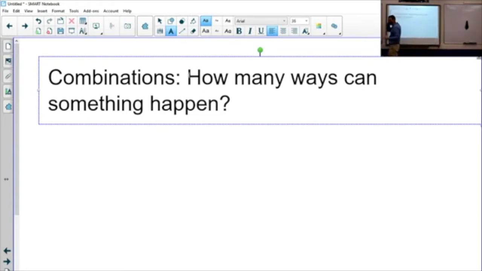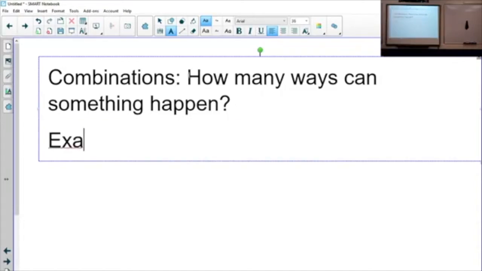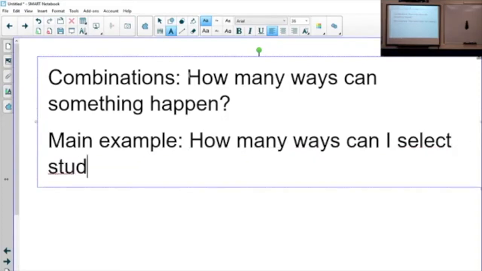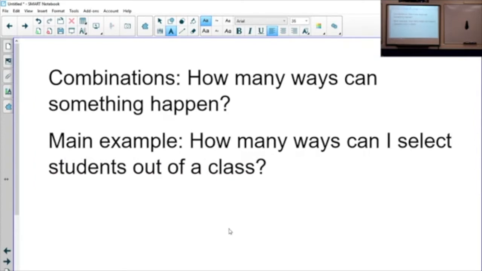And this idea is called a combination. So the main example we're going to look at is going to be how many ways can I select students out of a class. That's going to be the main example that we're going to use.